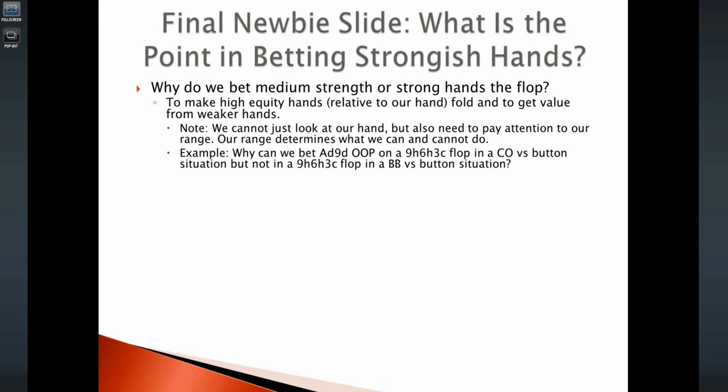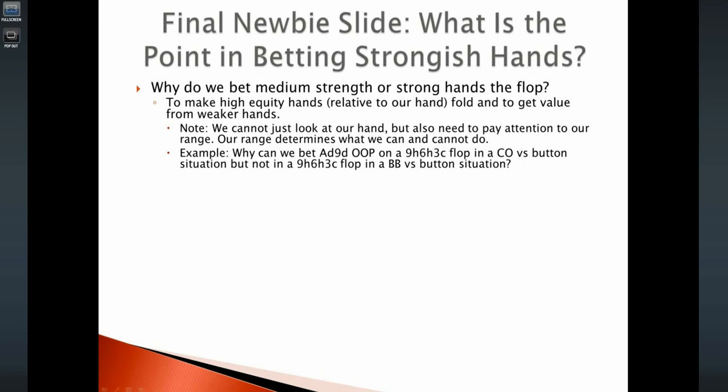So this is a pretty complex example, and we'll talk about it more when we do the out-of-position play videos, where everything will hopefully click. But this is just an example of where I would c-bet ace-9 if I open the cutoff and my opponent flatted in the button, but I would not donk bet ace-9 in the big blind versus button situation because my range is capped too low at that point.